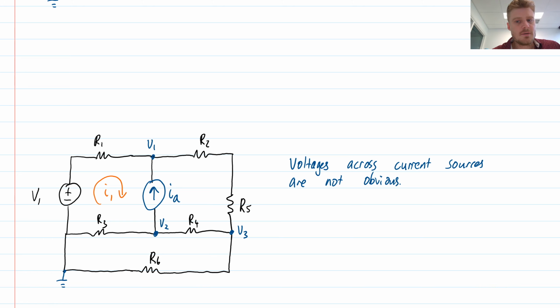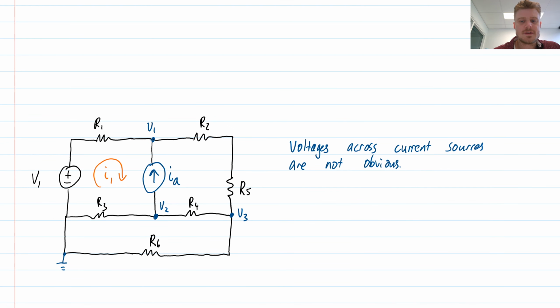So there's no simple expression that we can just write down for the voltage across that current source. It actually depends upon the entire circuit. Every other component is going to influence what that voltage will be, and that's the whole point of trying to solve this circuit and analyze it. So the voltages across these current sources are not obvious.